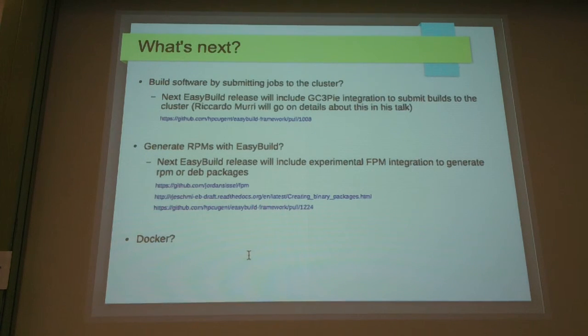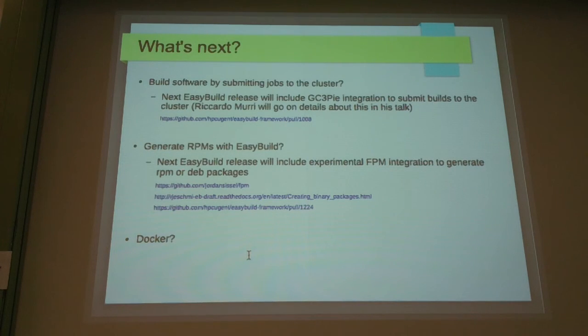The next step we have in our roadmap is that we are thinking about submitting jobs to the cluster to do the builds. So we submit an EasyBuild job to the cluster, compilation, write to it, git push with the results, done. The next EasyBuild release will have integration with this, a framework for queue integration. The person working on this feature is Riccardo Murri, who works in Zurich, and he will talk about this topic this afternoon.